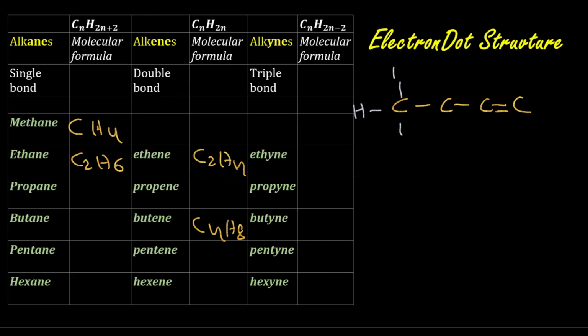Each carbon has valency 4, tetravalency. This carbon already has 2 bonds, so there is space for 2 more bonds. This carbon has 3 bonds, so there is space for 1 hydrogen. This carbon has 2 bonds, so it has space for 2 hydrogen.